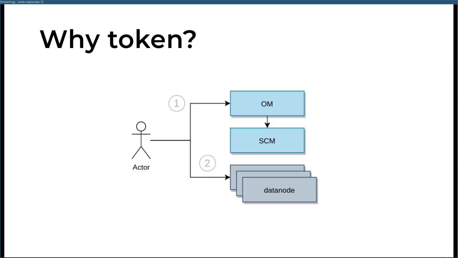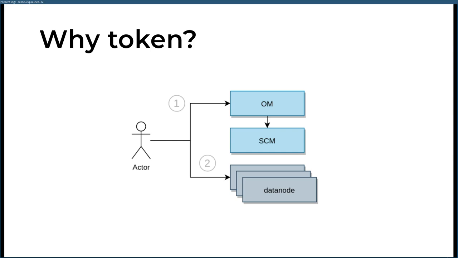So why is it so important? Why do we need a token at all? Well, the base problem is that we have two different layers. First, the metadata are stored in the central leader servers, the Ozone Manager and Storage Container Manager. If I would like to read a key, volume 1, bucket 1, key 1, for example, then the Ozone Manager can check my credentials or authentication information and can decide if I can read it or not.